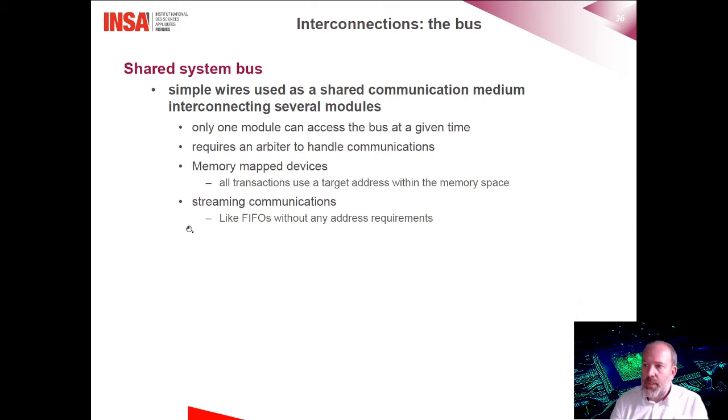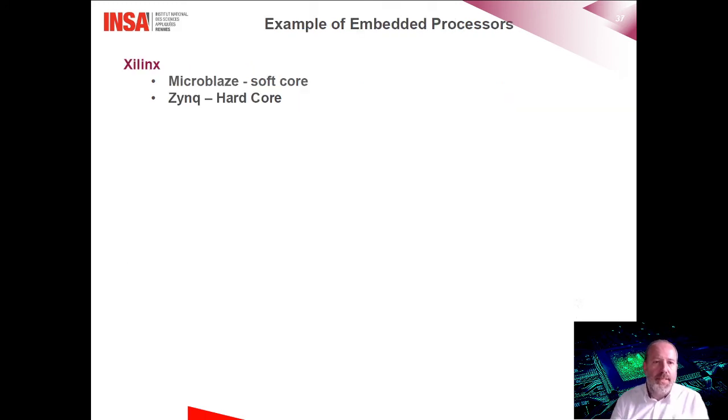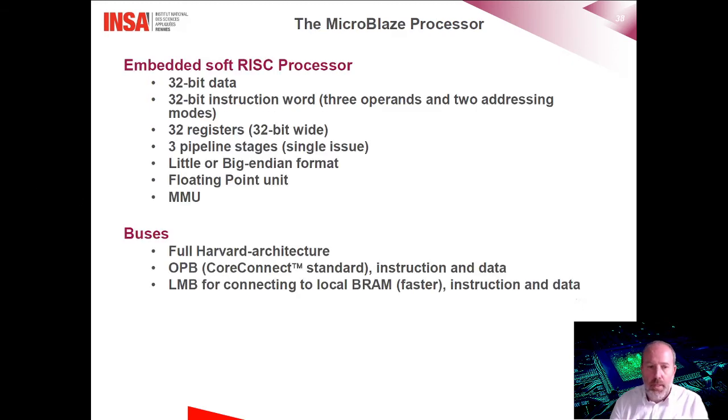Okay? So in the following, I will give examples of embedded processors starting with the Xilinx family. We'll start with the MicroBlaze, which is very popular but a little bit old, and which can be used in a lot of FPGAs today, even the smallest. The MicroBlaze is a soft core. Then I will describe the Zynq device, which is a hard core that is much more recent and much more efficient, but also very complex, as you will see. So let's start with the MicroBlaze.